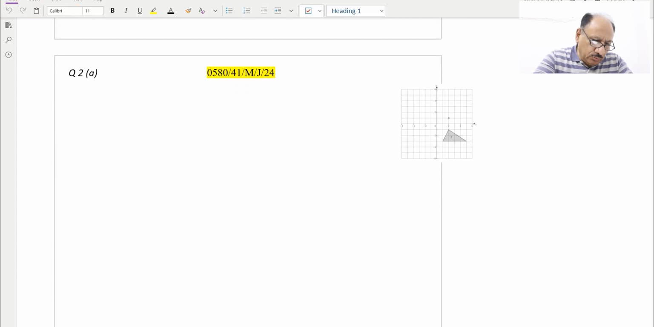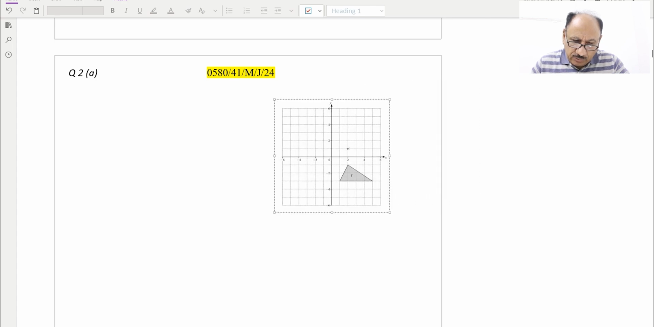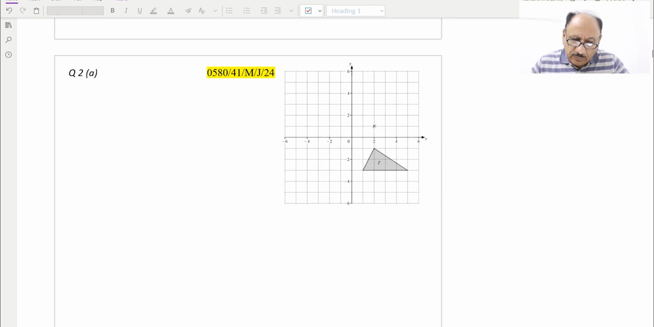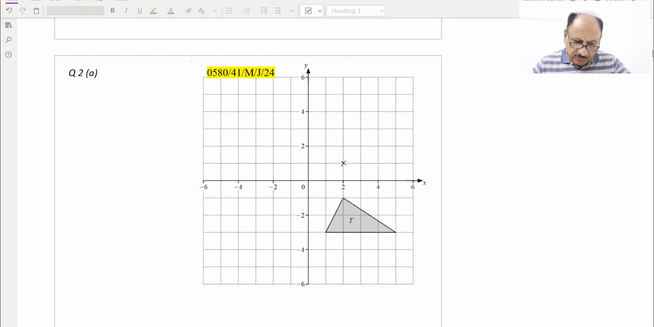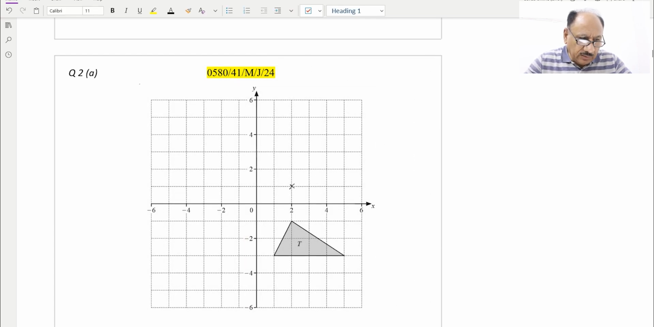Question number 2a part. The grid is provided, which we can go through quickly. This one. This is saying on the grid, draw the image of. So I will increase the size so that we can draw on it. And part one is triangle T after reflection in the x-axis.